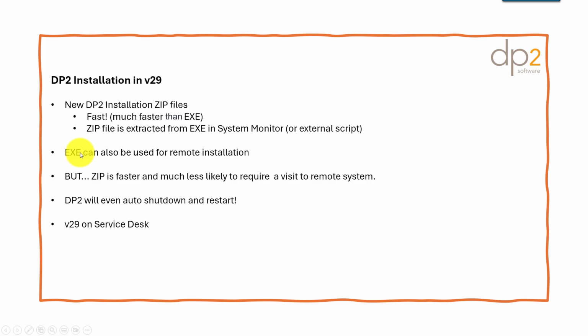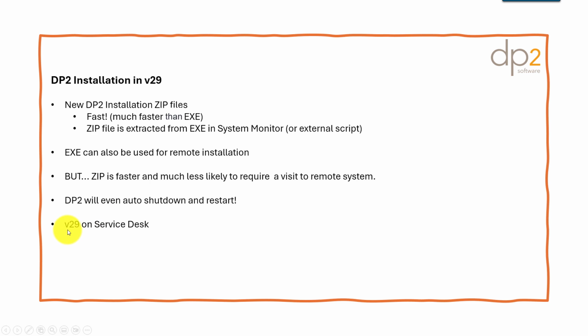You can also use the EXE in your remote installations. It won't be as fast as the zip file. If you use the zip file, not only will it be faster, but you really have a much less likely chance that you're required to visit that remote system, maybe to clear a blocking dialog as part of an EXE installation. And a nice feature of this when you're installing remotely from System Monitor is that DP2 on the workstation that you're upgrading, the instance of DP2, will be automatically shut down and restarted for you.